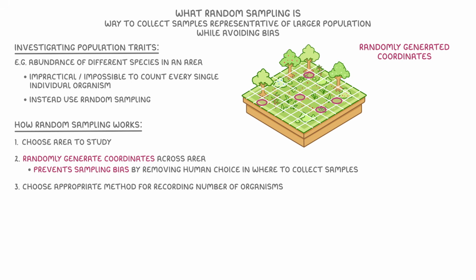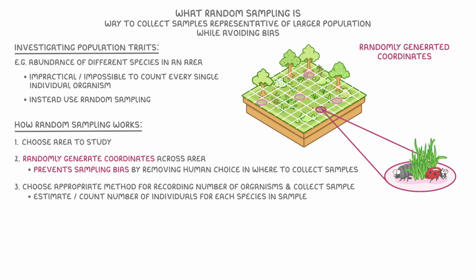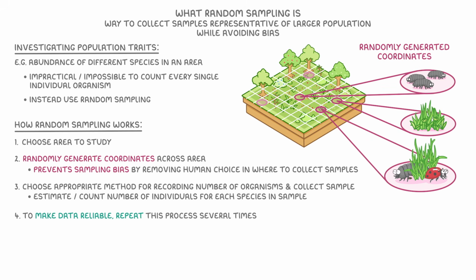Next, we choose an appropriate method for recording the number of organisms and collect a sample from the first of our random coordinates. This involves estimating or counting the number of individuals for each species in the sample to give a snapshot of the larger populations. Then, to make sure our data is reliable, we repeat this process several times by collecting several more samples at different locations. This gives us a larger sample size and minimizes the effects of chance.